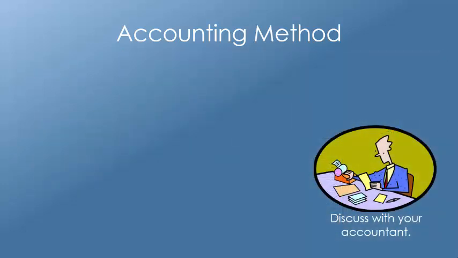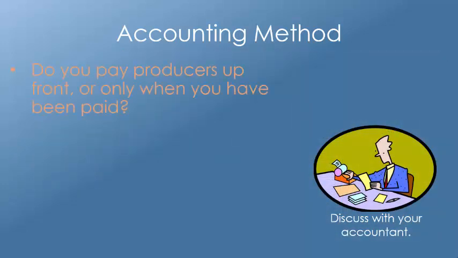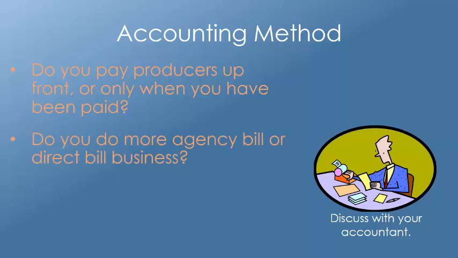Here are some key questions to better determine your accounting method. Do you pay producers? And if so, do you pay them up front or only when you've been paid? If you pay producers only on commission received, the cash basis will save you much time calculating the commission owed. Do you do more agency bill or direct bill business? The current trend is moving toward direct bill, and agencies doing mainly direct bill tend to prefer the cash basis, as they are only recording the income received.